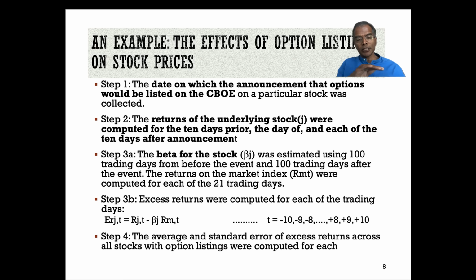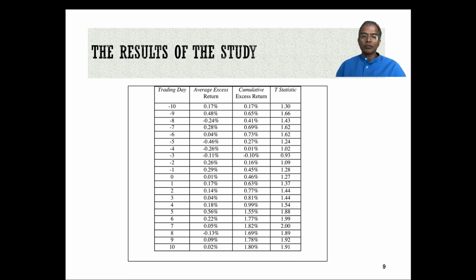Then I look at the average and the standard error on day minus 10, day minus 9, day minus 8 of the excess returns. Let's suppose the results look like this, right? The average excess return on trading day minus 10 was 0.17% across the 100 stocks on which options got listed. On that day, 10 days before the listing announcement, the average return is 0.17%, slightly positive. But before you get too excited, the T statistic on that is only 1.30, not statistically significant. And I track that every day, including day 0.